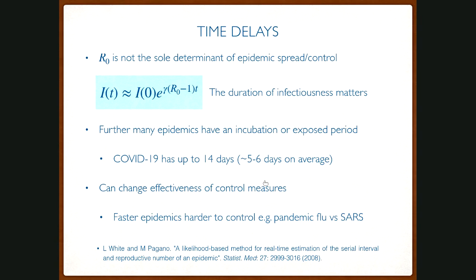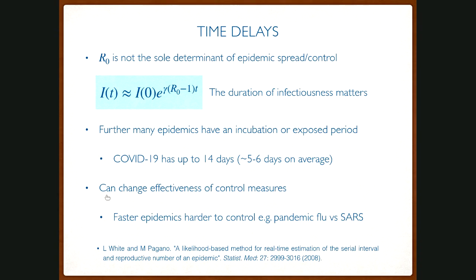Now, I've spoken a lot about R0, and I've spoken a lot about how it influences control. In doing so, I've not spoken a lot about the timing, which is very important as well. The duration of infectiousness does matter, and that accounts for ideas like incubation periods. For example, COVID-19 has about 5 to 6 days, could be up to 14 or more. And this gamma term can truly change the effectiveness of control measures as well.